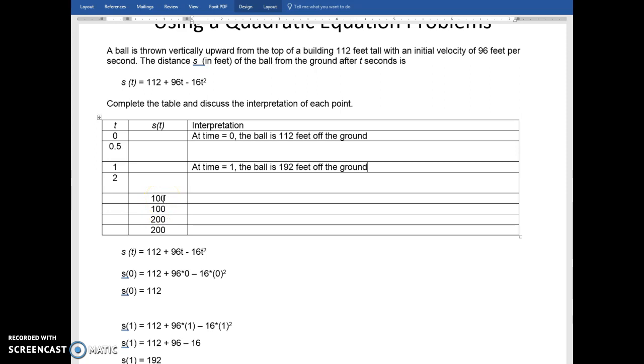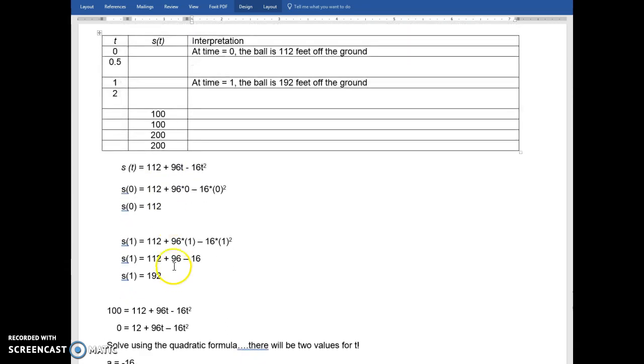Essentially now, instead of being given time like we were given in these first 4 lines, now we're going to be given a height, and we're going to have to determine at what time t the ball reaches these particular heights. So the math works slightly different here. Since we're given s of t, based on the given parabolic equation, we'll be substituting 100 for s of t and then 200 for s of t.